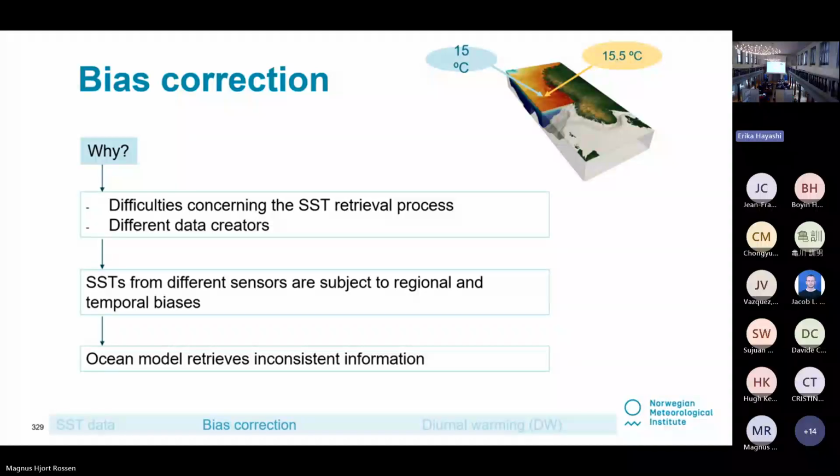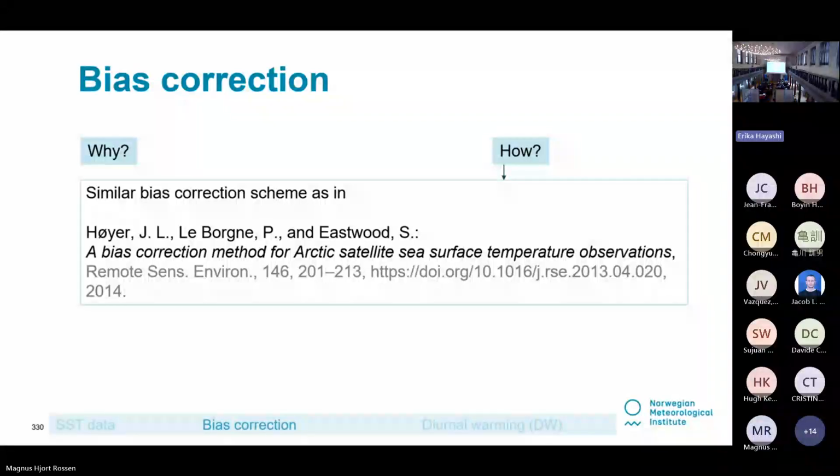Okay, so imagine you see the box or the model up there, and imagine that you have two different satellite products that you are assimilating at the same time and space. One of them is 15 degrees Celsius and the other one is 15.5. And said simply, the model will then become confused because you are trying to assimilate two things at the same time with different temperatures. So we don't want the ocean model to receive inconsistent information. And that's why we bias correct. And then how do we do this? We use a similar bias correction as in this study here.